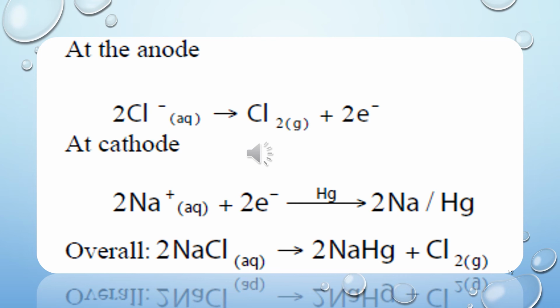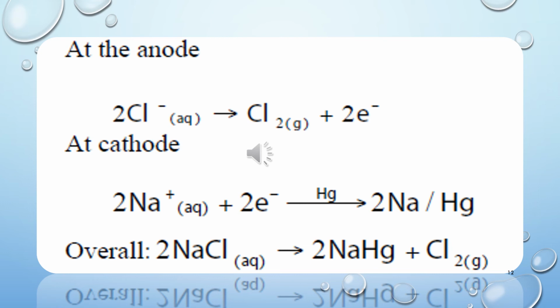NaCl aqueous solution will be converted into sodium mercury amalgam and chlorine. That sodium mercury amalgam is prepared at the cathode and chlorine is prepared at the anode. So these are the basic three reactions which occur in the mercury cell.